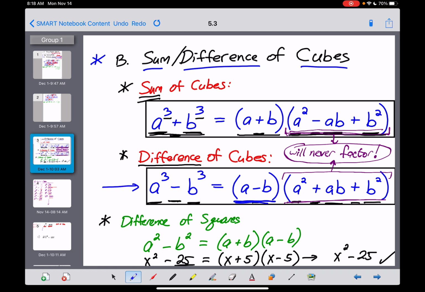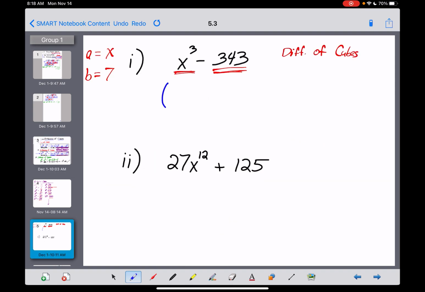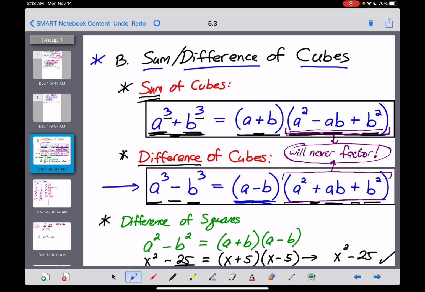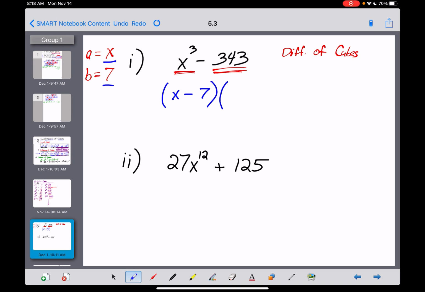So we're looking at this pattern right over here. We begin with the binomial a minus b. Well, our a value we said was x, minus our b value was 7. So that's how this factoring begins. And now we start a trinomial right here. Let's go back to the pattern, and we begin with an a squared, and then it's going to be plus ab and plus b squared. So a squared, a was x, and when we square that, we get x squared.